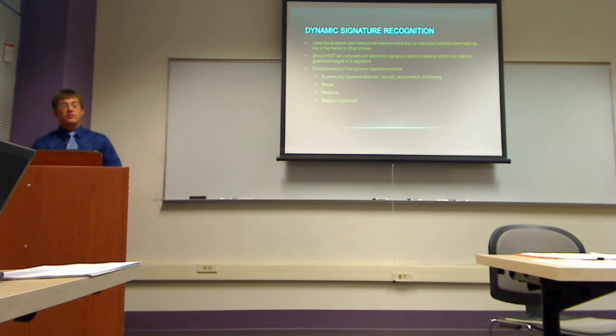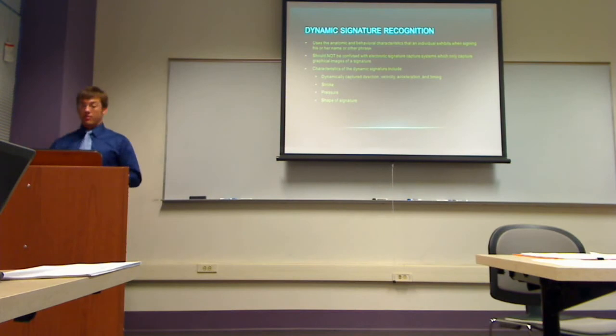The next type of biometric is that of the dynamic signature, and this uses the anatomic and behavioral characteristics that an individual exhibits when signing his or her name or some other phrase. And this needs to not be confused with an electronic signature capture system, which will only capture the graphical image of the signature, because a dynamic signature includes multiple characteristics, including the direction, velocity, acceleration, and timing of the signature, as well as the stroke and pressure and shape of the signature.